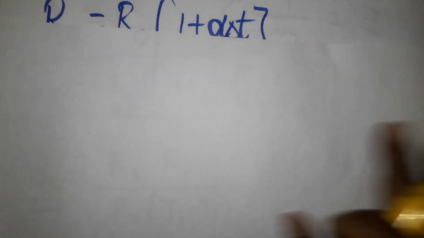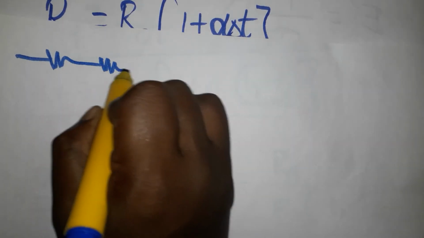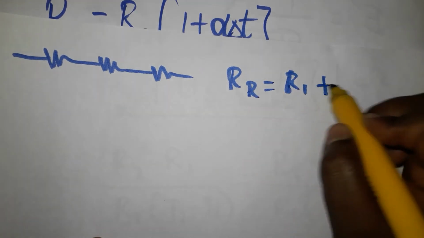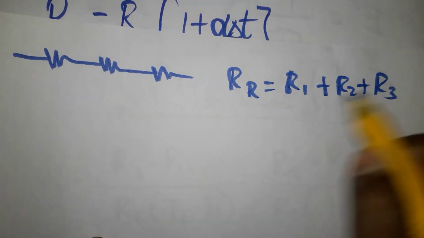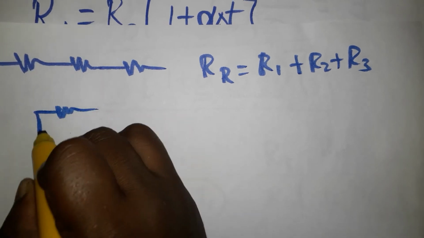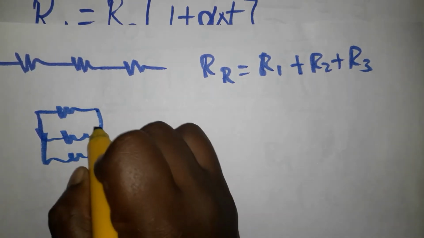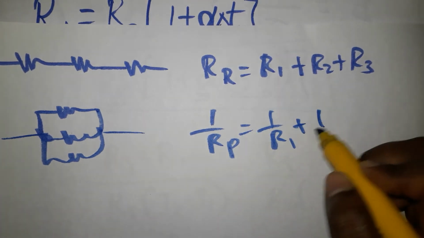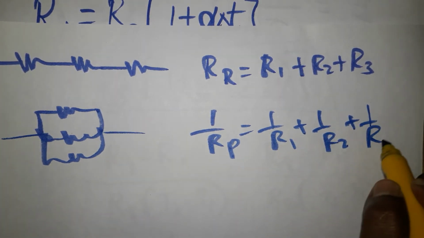First we will see resistance in series. There are three resistances I am taking as an example in series. So R total is equal to R1 plus R2 plus R3. The same three resistances in parallel: when three resistances are in parallel, 1 divided by Rp is equal to 1 divided by R1 plus 1 divided by R2 plus 1 divided by R3.